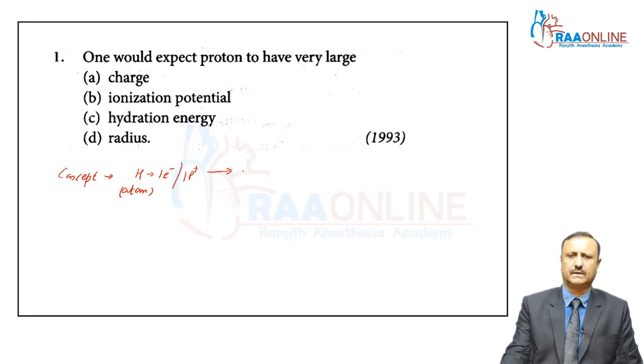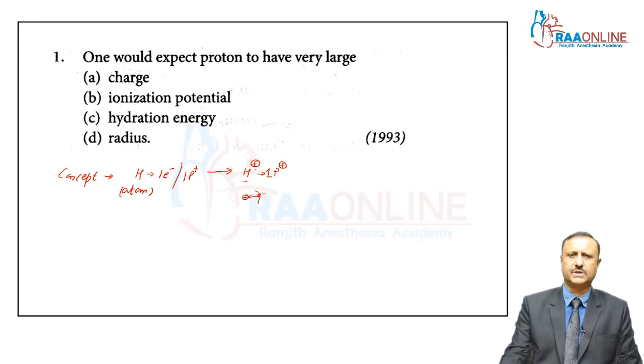When this electron is removed and it is converted to H plus ions, in these H plus ions you get only 1 proton, and it is called a proton in which only 1 proton is present. So my dear students, one would expect proton to have very large size, but is this proton very large? About its radius? No, not at all. What is the radius, my dear students? Here, radius is the distance between the nucleus and the outermost electron. So this radius is very small.